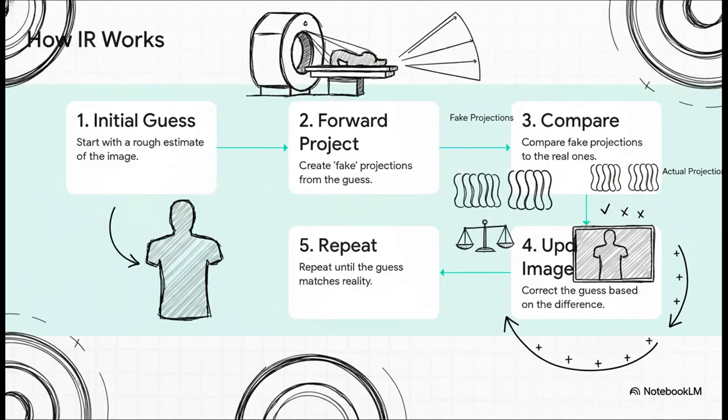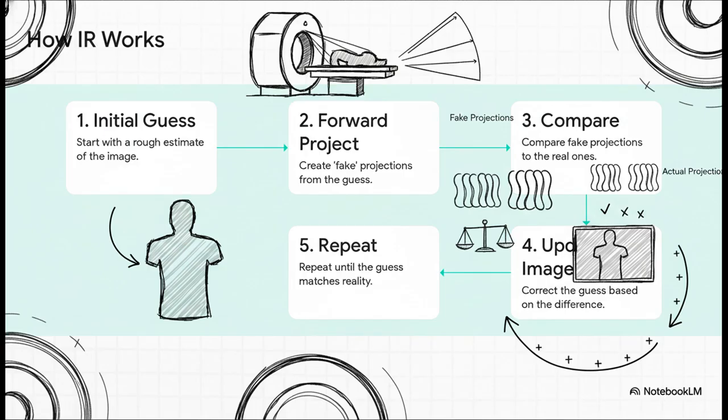You see, instead of a single calculation, IR uses a sophisticated guess and check loop. First, the computer makes a rough guess of the image. Then it simulates a CT scan of its own guess to create fake projections. It compares those fake projections to the actual ones from the patient. Finally, it notes the difference, corrects its guess, and runs the whole loop again, getting closer to a perfect image with each iteration.